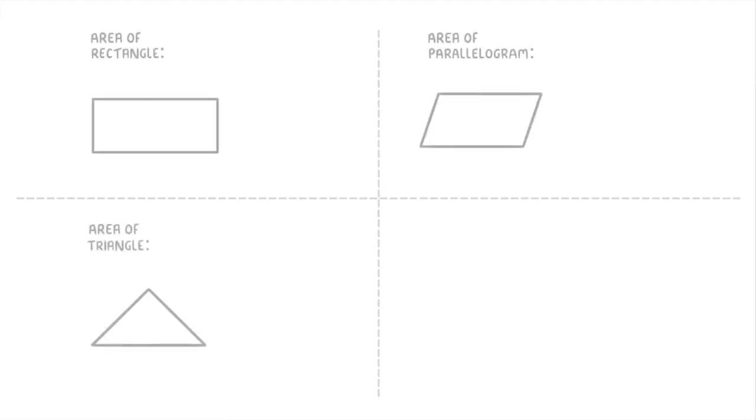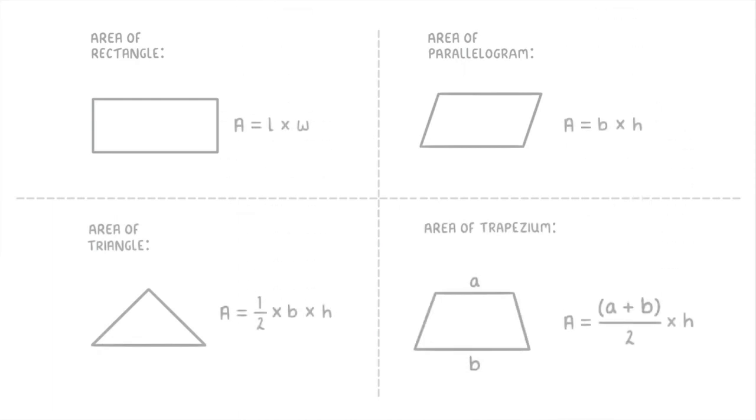Areas of rectangles, parallelograms, triangles, and trapeziums, using these 4 equations. Before we start, I just want to point out what all of the different letters mean. The capital A on the left of each equation stands for area, which is all of the space inside of each shape, and is what we're trying to find.